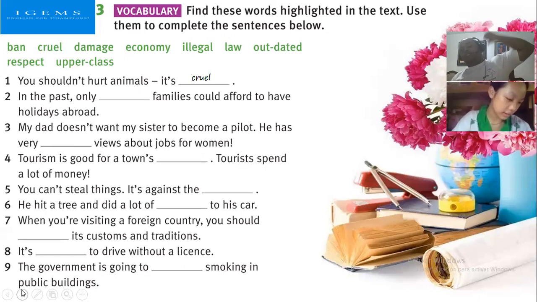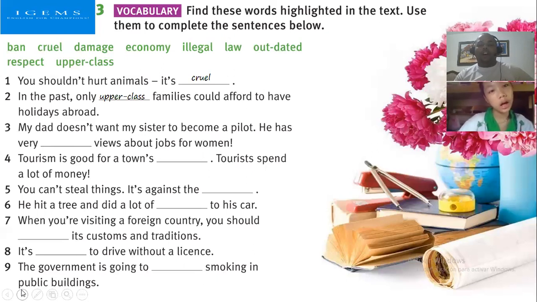Number two: in the past, only upper class families could afford it. Upper class, yes. Do you know what an upper class family is? Are you clear with this? Let me explain to you what an upper class family is.